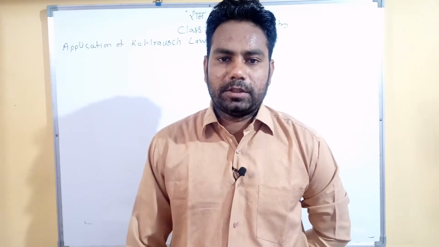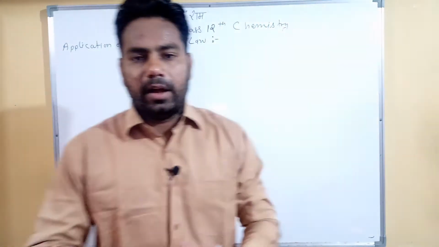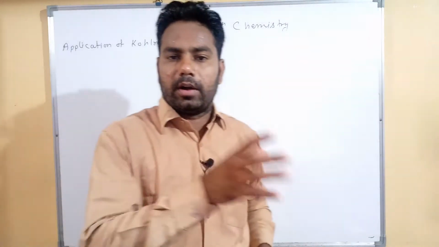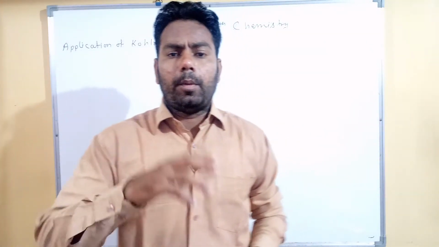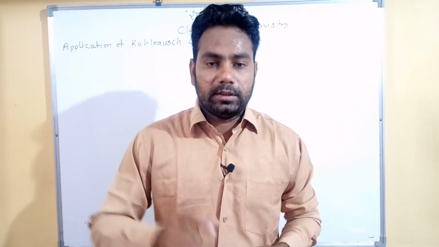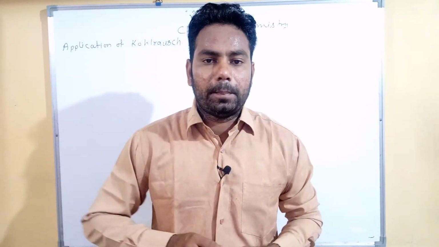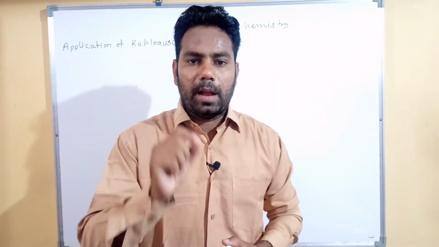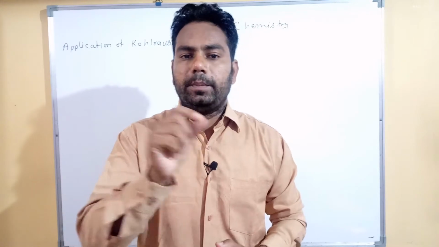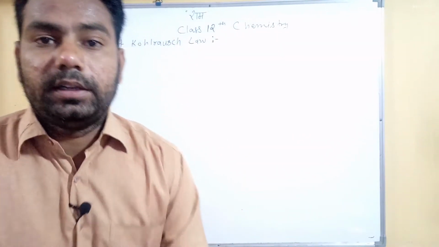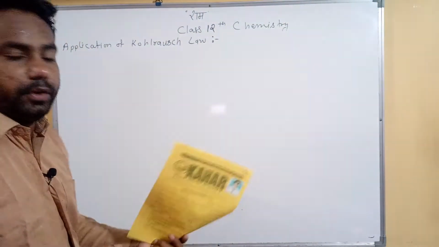Today we start the chemistry for 12th class students and our topic is application of Kohlrausch's law. In our last video we already cleared about Kohlrausch's law and its first application. We have four different types of application. First application, the calculation of limiting molar conductivity for weak electrolyte. Today we start the degree calculation, the degree of dissociation.